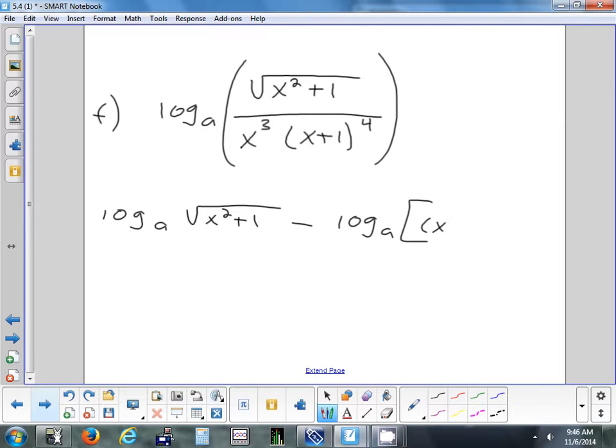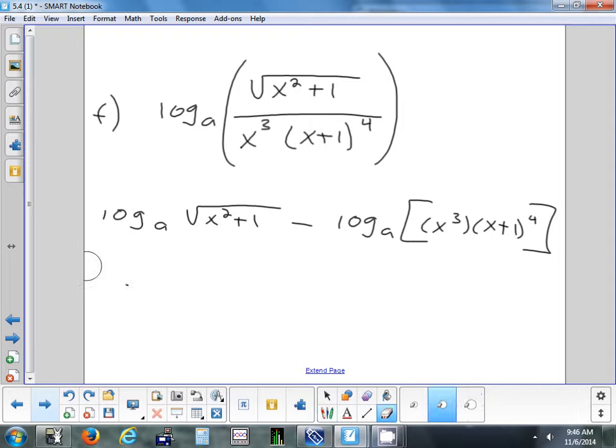Let's write it this way. All of that gets plugged into the log function. Okay, now looking at the first part, what did we say earlier about a square root? Instead of writing something as a square root, what power can you use? What's that? You can use a 1/2 power.